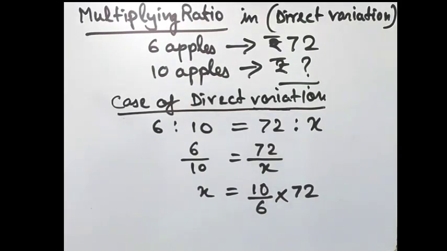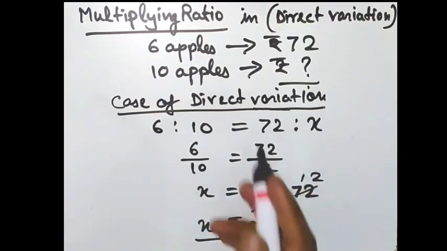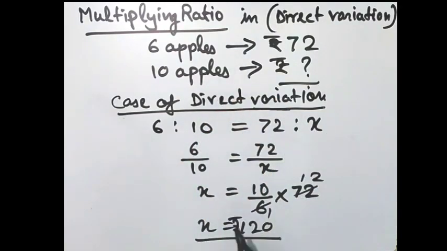So now if we try to solve this, we can change this 6 into 12, 6 1 is 6, 6 12 is 72. So x will be equal to 120 rupees. Clear? But now what about the multiplying ratio we were talking about? Now this is the solution to the problem that was given. But where is the multiplying ratio? We can see the multiplying ratio is right here, that is 10 by 6.